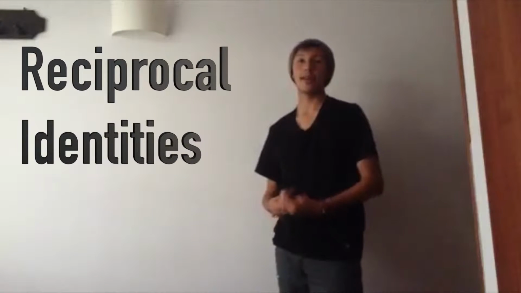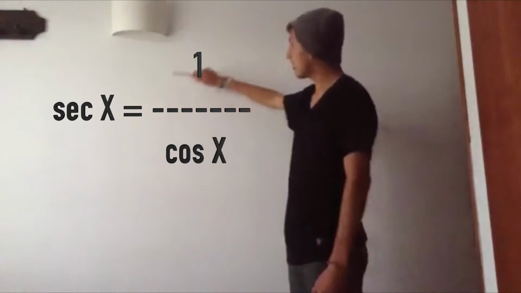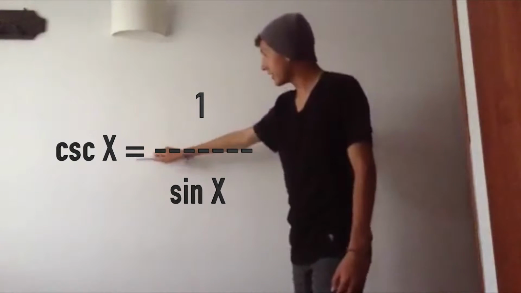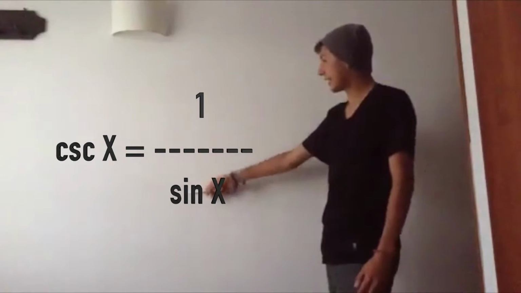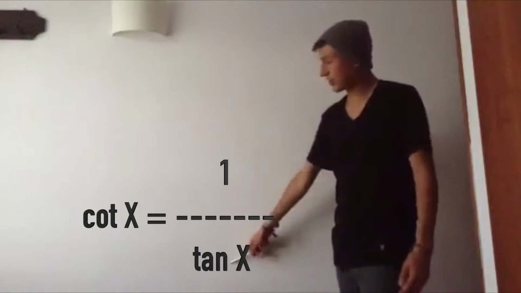Now I'm going to explain the reciprocals, which are secant, cosecant, and cotangent. Secant is equal to 1 over cosine. Cosecant is equal to 1 over sine. And finally, cotangent is equal to 1 over tangent.